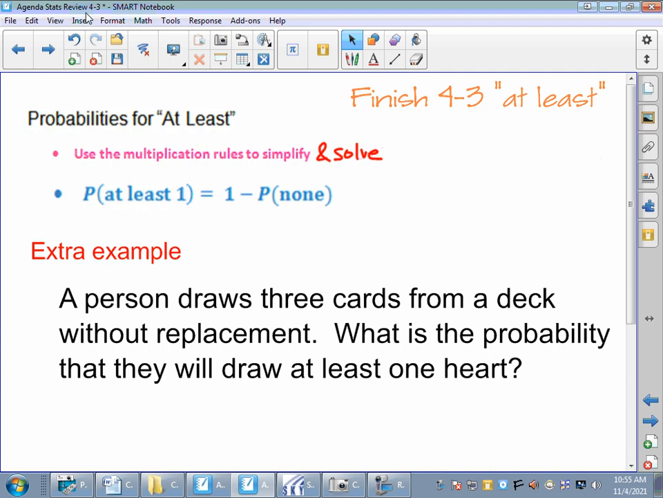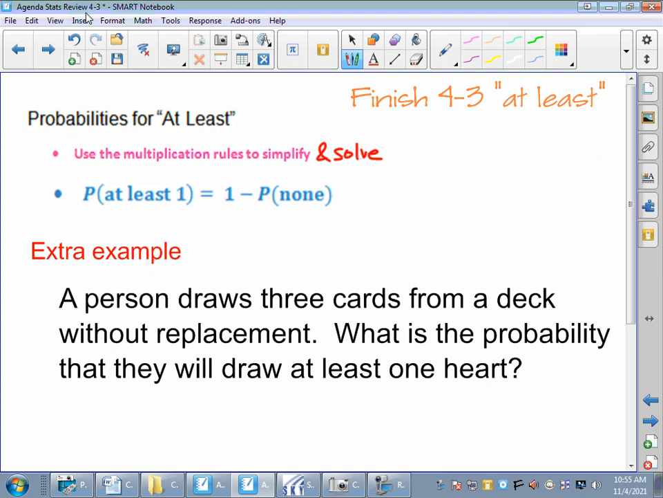So if I said the probability of at least one something, I can use the complement and I can do 1 minus the probability of none. I've got an example here. It's not in the notes, but a person is going to draw 3 cards from a deck without replacement. What's the probability that they'll draw at least 1 heart?